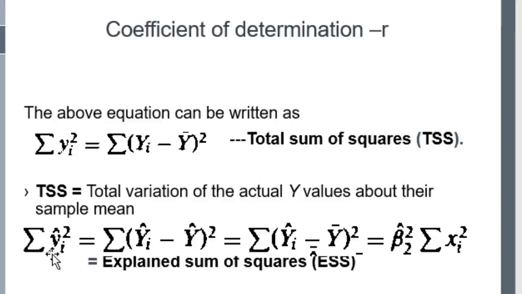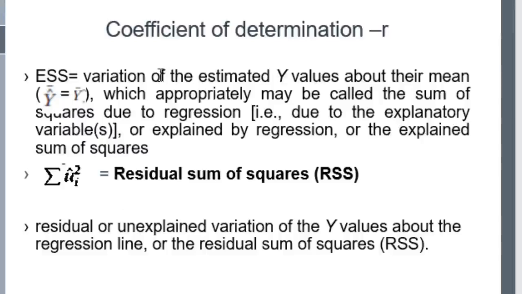The second term is sigma yi cap square. Sigma yi cap square is sigma of yi cap minus y bar the whole square, that is beta 2 cap square sigma xi square. This is termed the explained sum of squares. The first one, the total sum of squares, shows the deviation of actual from its mean value. This shows the deviation of the estimated value from its mean value. Therefore, this is the explained sum of squares, or it is due to the regression.